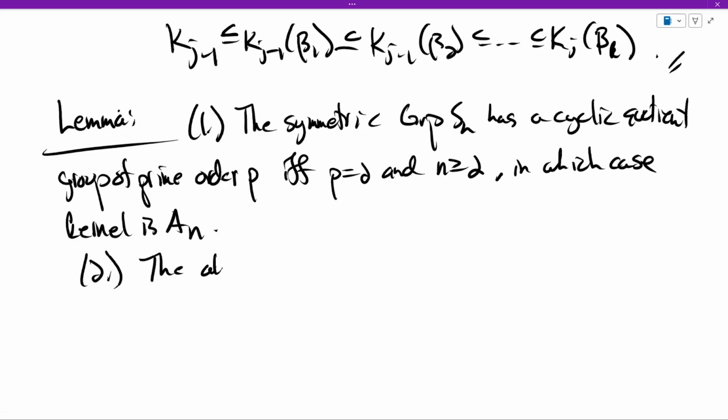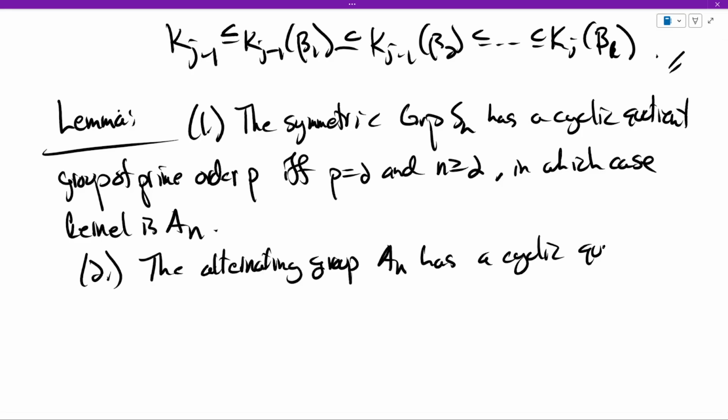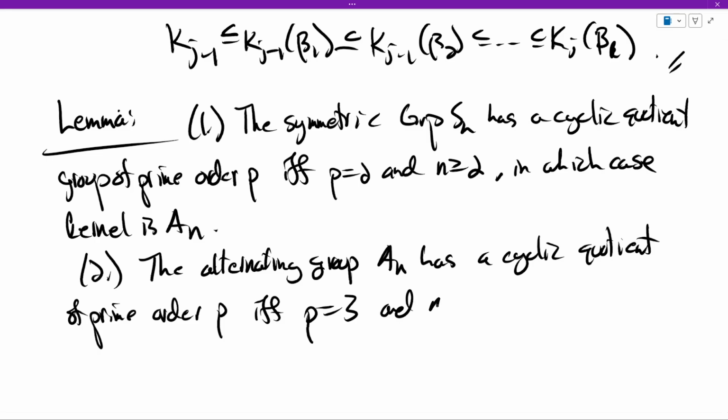The alternating group An has a cyclic quotient of prime order p if and only if p is 3 and n is 3 or 4. If n is 3, the alternating group A3 is cyclic of order 3. So it is a quotient of itself via the identity map. When n is 4, that's the new thing.